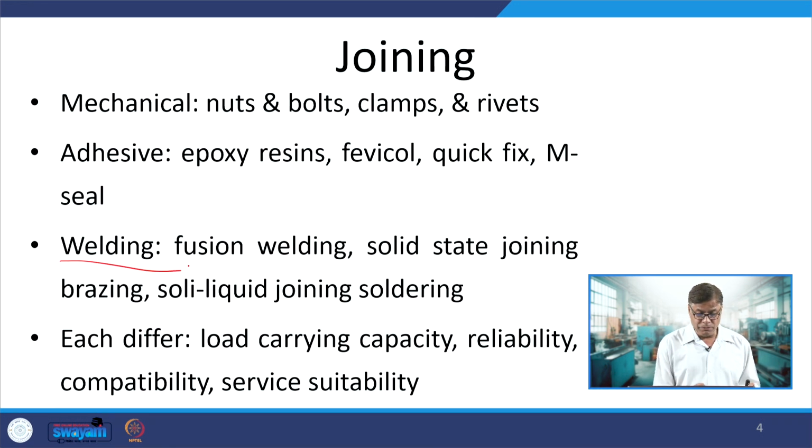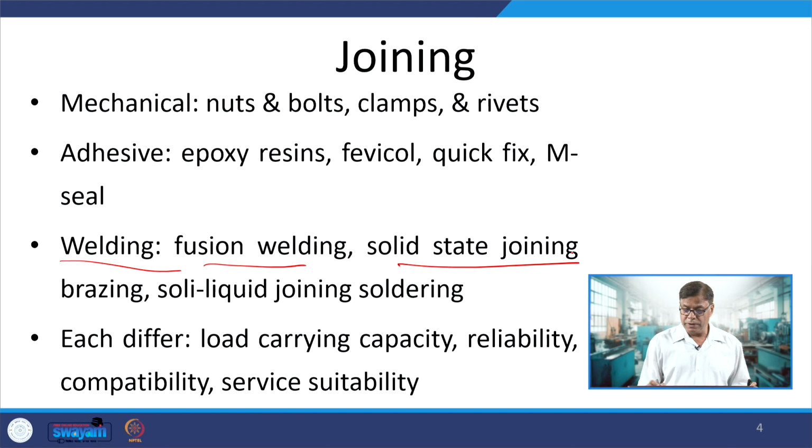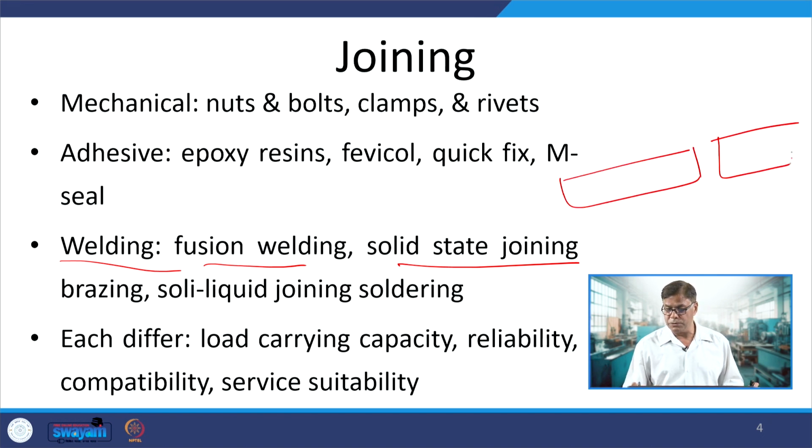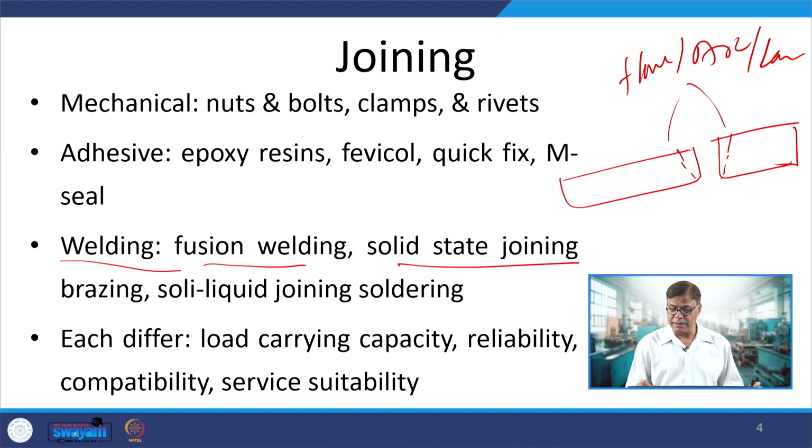Then the welding, where the welding can be done broadly using the approaches like fusion welding and solid state joining. So, in fusion welding, what we do, the components to be joined are brought in abutting position or in suitable position, and then the edges are heated using a suitable heat source, which may be flame, which may be arc, which may be laser beam. These edges are brought to the molten state.